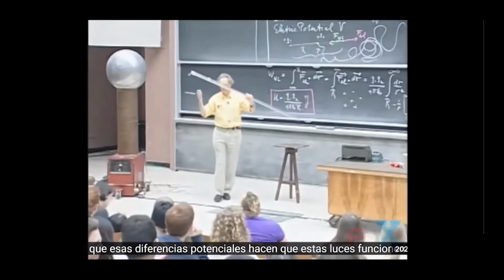Okay, now I touch it now. I touch it again. And I touch it again. And again. And again. You see, every time I touch it, it lights. And it gives a nice flash of light. So you see here, in front of your eyes, without any wires attached, that the potential difference created by the electric field, that those potential differences make these lights work.